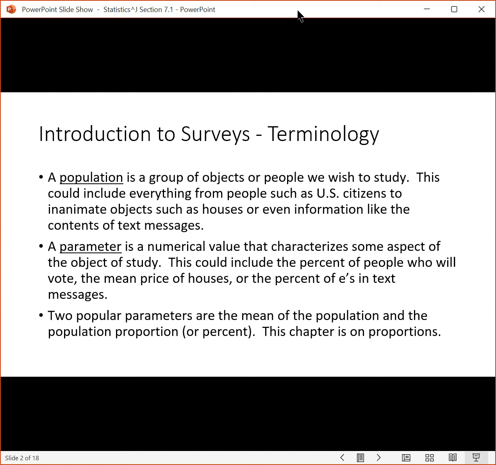This could include everything from people, such as US citizens, to inanimate objects, such as houses, or even information like the contents of text messages. A parameter is a numerical value that characterizes some aspect of the object of study. This could include the percent of people who will vote, the mean price for houses, or the percent of emojis that are in text messages. Two popular parameters are the mean of the population and the population proportion or percent. This chapter is focused on proportions or percents.